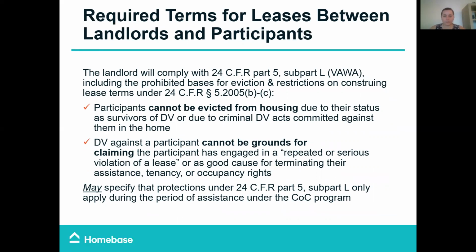including the prohibition on evicting a tenant due to domestic violence, and that domestic violence against a tenant cannot be grounds for claiming that they've engaged in a, quote, repeated or serious violation of the lease, or as good cause for terminating their assistance, tenancy, or occupancy rights. The lease may specify that VAWA protections only apply during the period of assistance under the CoC program.